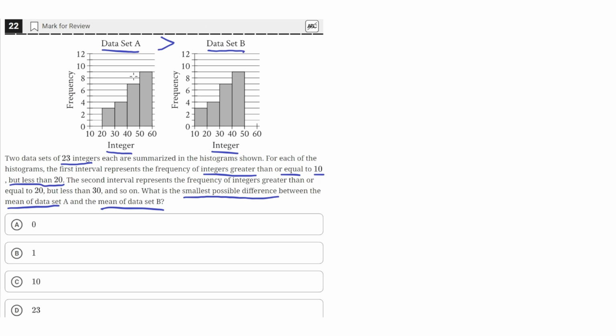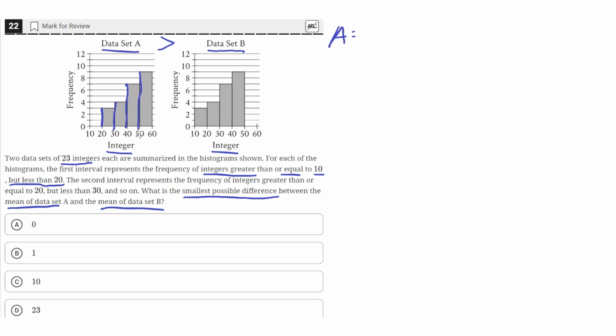So the smallest possible dataset A mean that we can find is assuming that all the integers in this range, going from like 20 to 30, that all of them are at 20. And if we do that for each of the intervals, looking at the boundary instead of the whole interval to find the smallest possible mean, we'll find the mean that is smallest possible here. So let's do that for dataset A.